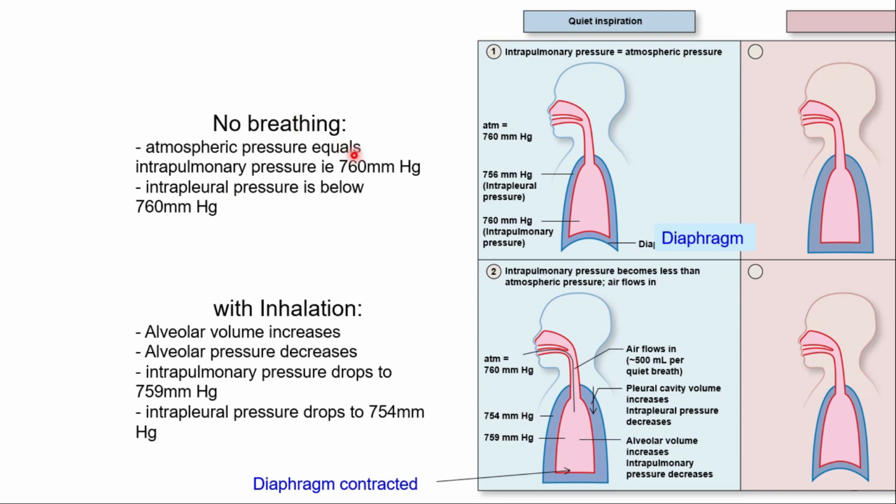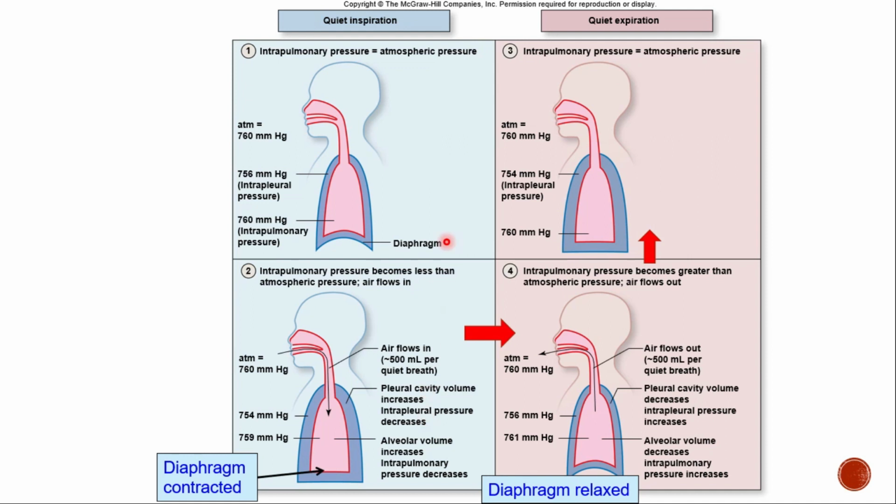Atmospheric pressure equals intrapulmonary pressure, that is 760 millimeter mercury, and intrapleural pressure is below 760, that is 756. While intrapulmonary pressure during inhalation drops to 759 millimeter mercury, intrapleural pressure drops to 754 millimeter mercury. In this diagram, we can observe the four different stages, that is, when there is quiet inspiration and quiet expiration.